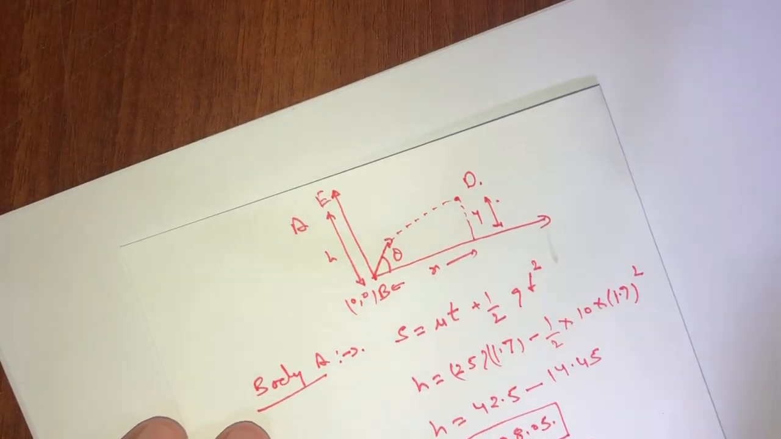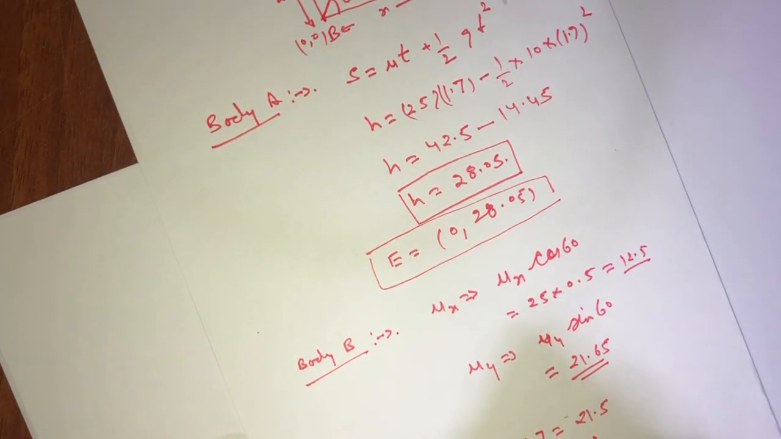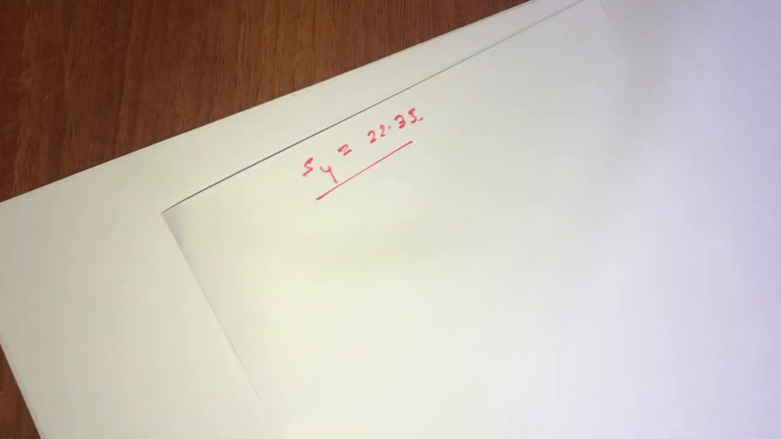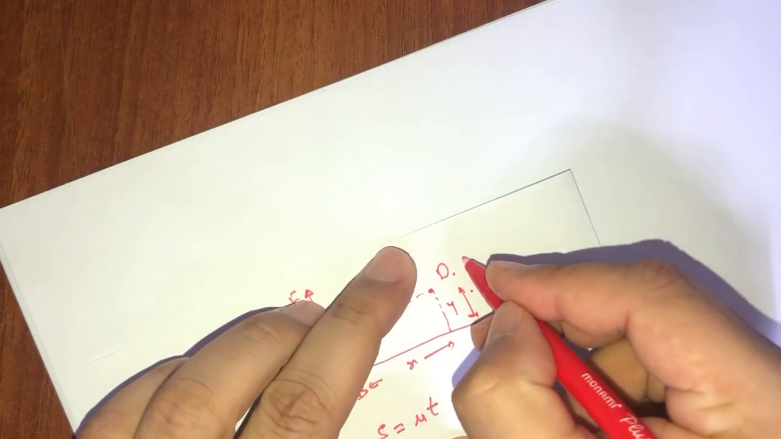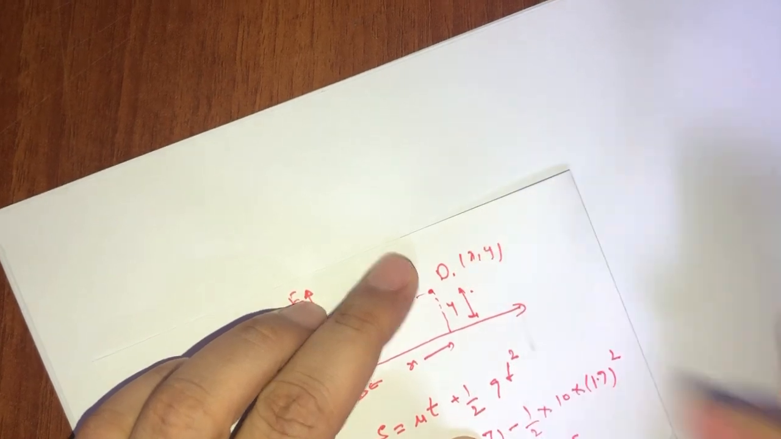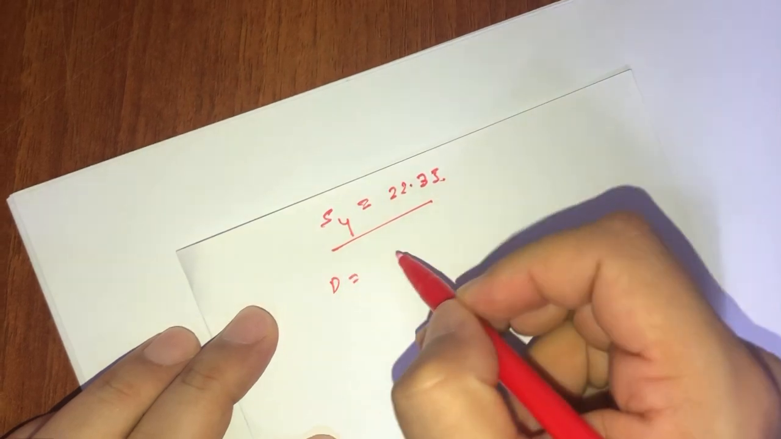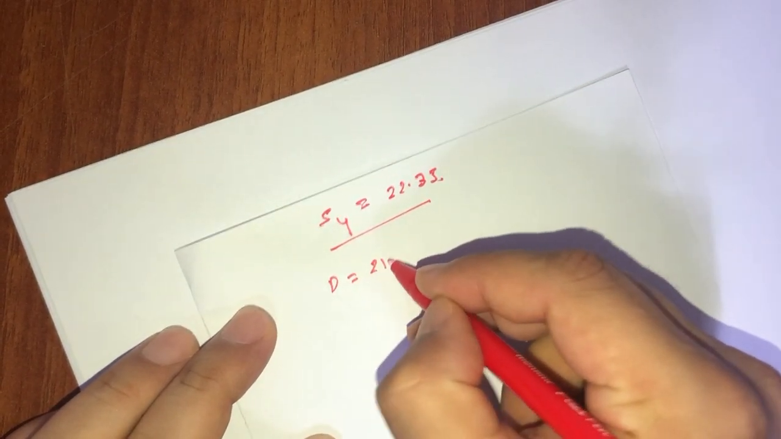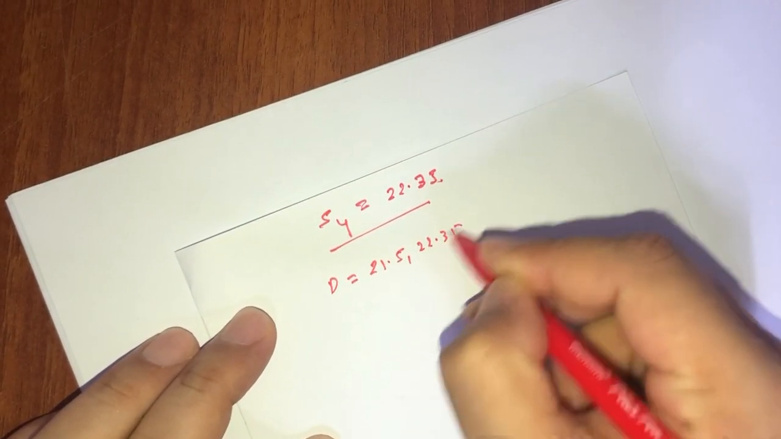So we found out that S of x, which was nothing but the x coordinate, and S of y, which was the y coordinate. So we know point D, whose coordinate is given as x comma y. So coordinate D will be equal to 21.5 and 22.35.